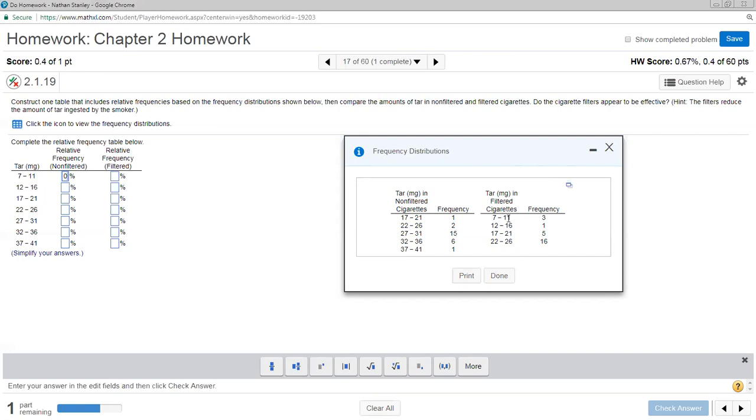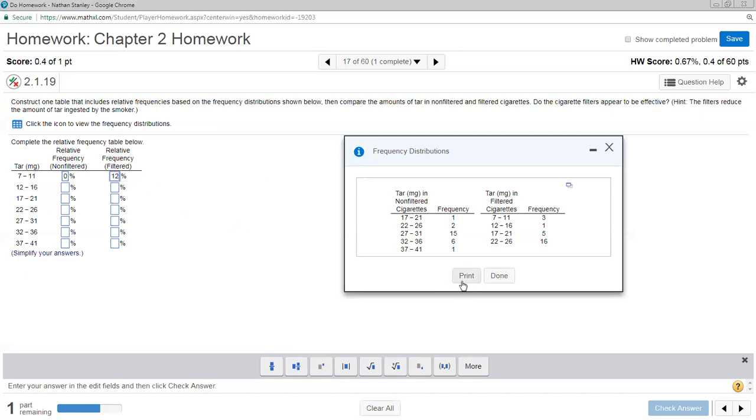However, over here, among filtered cigarettes, there is a range from 7 to 11, and there are 3. There's a 3 for frequency. So here we would divide the 3 by the sum of the frequencies for the filtered cigarettes. Not the sum of all frequencies in both columns, just the sum of the frequencies among filtered cigarettes. So we would take 3 and divide by the sum of this column, which, if I remember right, was 25. So our relative frequency would be 3 divided by 25 times 100, which would give you a percent of 12.